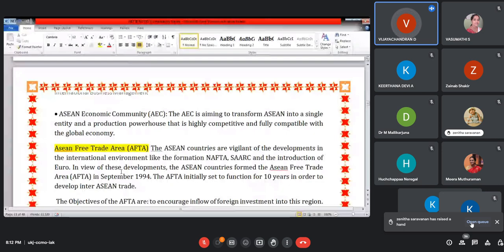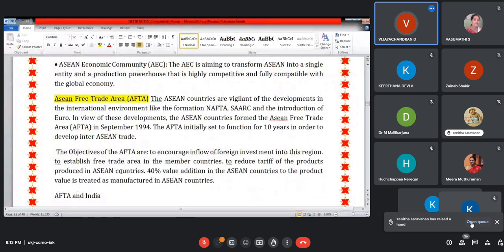What is that? ASEAN Economic Community, AEC. So what is the aim of the AEC? A single entity, a production powerhouse that is highly competitive and fully compatible with the global economy. In order to face competition with the global economy, this AEC was established by ASEAN, after the ASEAN Free Trade Area. So it is a child of the Association of Southeast Asian Nations.